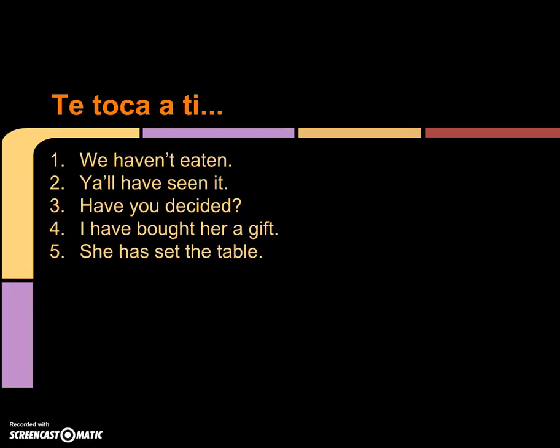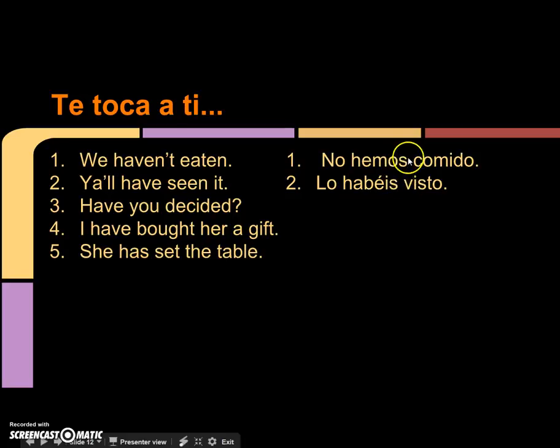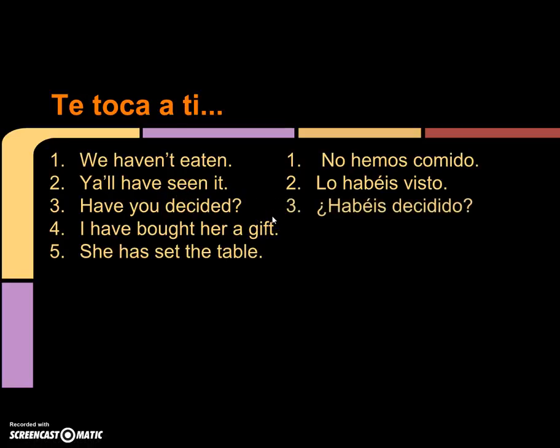All right, so number 1 says, we haven't eaten. No hemos comido. Y'all have seen it. So we've got an it in there. Y'all should be vosotros. So, lo habéis visto. Can't put that lo anyplace else. That habéis and visto has to hang out together. Nothing can come between haber and its participle. Have you decided? Notice how in English, we can split up the have and the participle. We cannot do that in Spanish. Oh, that should be has decidido. Well, I guess if we're talking to you all, you probably put has decidido.